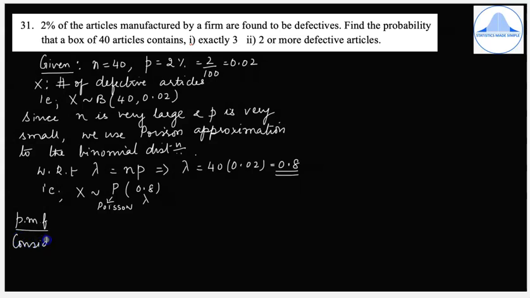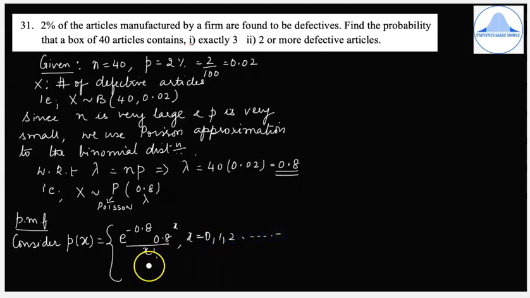So now let us write the PMF of the Poisson distribution. So I'll write, consider P of x is equal to, open the flower bracket, it's e to the power minus lambda. So e to the power minus 0.8, lambda to the power x, so 0.8 to the power x divided by x factorial. X takes values 0, 1, 2, so on, it is infinite. And in the next line, we write 0 otherwise.